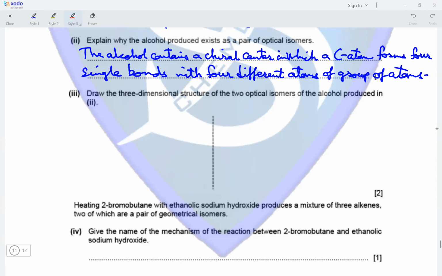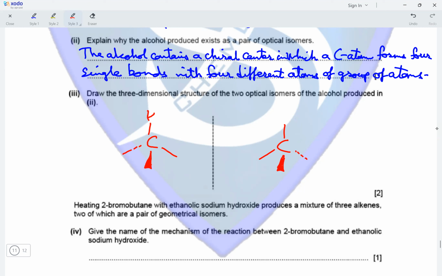Draw the three-dimensional structure of the two optical isomers of the alcohol produced in 2. So 2-bromobutane, when it reacts with NaOH, will result in the formation of butan-2-ol. And butan-2-ol will be a secondary alcohol in which the OH group will be present on a carbon atom to which there would be two different R groups attached. And since it is 2-bromobutane, the R groups will have to be CH3 and then CH2, CH3.